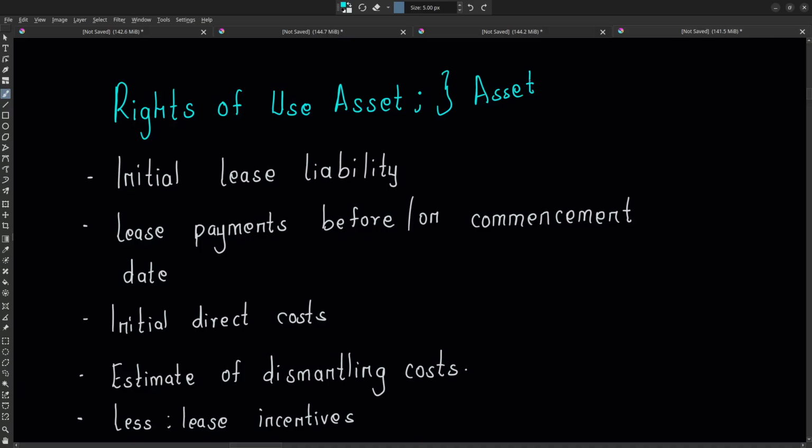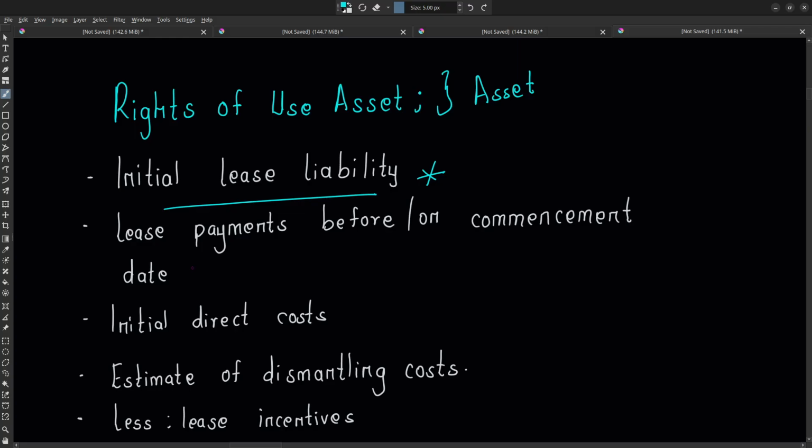For example, if it is the offices, you're going to use the office in generation of revenue, and it's something you're going to use over a period of time. So you need to recognize the value of this asset. Technically, what's the value of this asset? You need to recognize first the initial lease liability, because you're going to incur all these costs in exchange for being given the right to use this asset. You're incurring this lease liability. So that is one thing you should include.